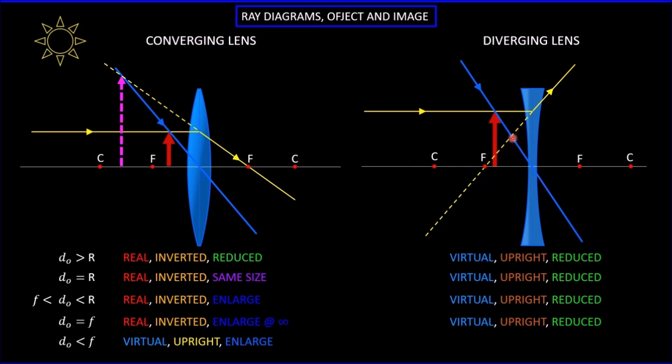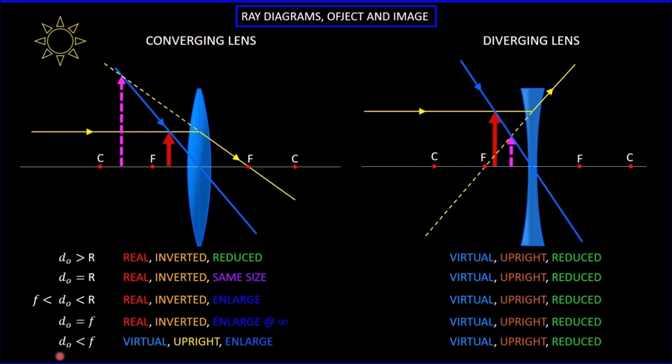The two rays cut together at a point in the front of the lens. Connect this point 90 degrees with the axis, and we have an image. The image is in the front of the lens, so we have a virtual image. The image and the object are in the same direction, so we have an upright image. The image is smaller than the object, so we have a reduced image.